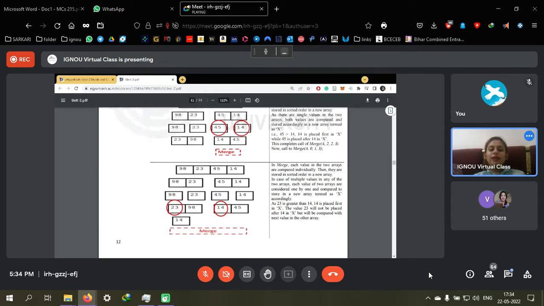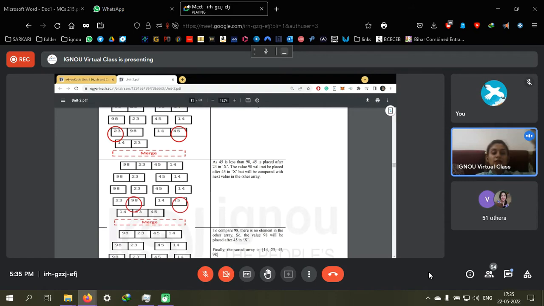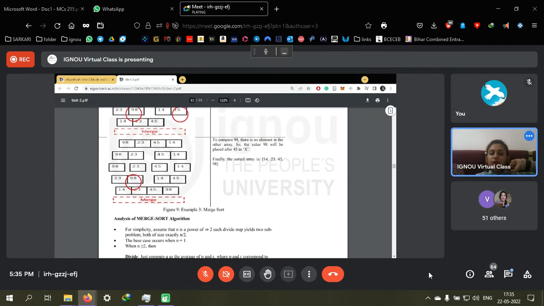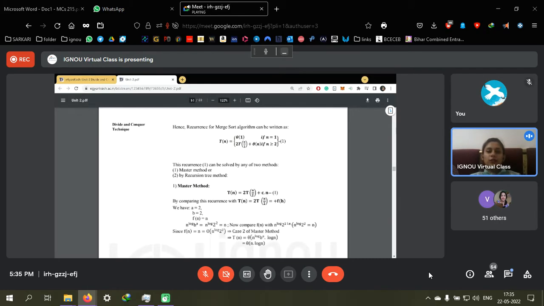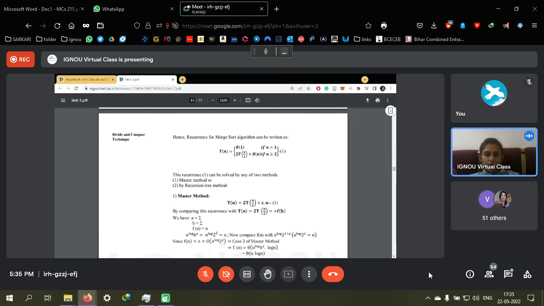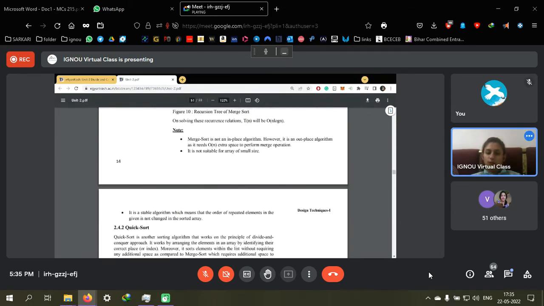So it will take n log n time, because first we are dividing and going through each and every element. After that we are merging, which takes log n times. So this is the recurrence equation for merge sort. It is also solved by the master method and the recurrence tree method. So it's my request to everyone, kindly go through these equations with both the methods.